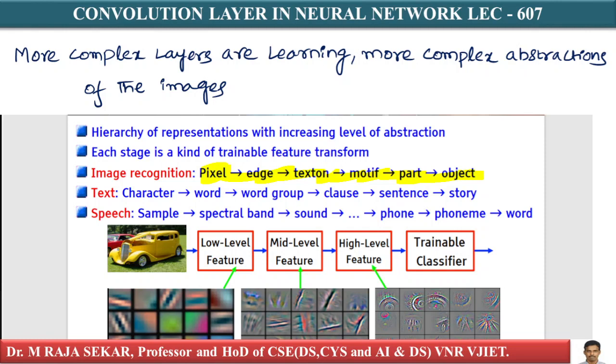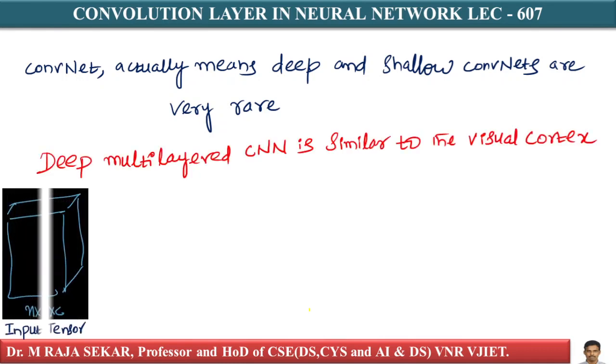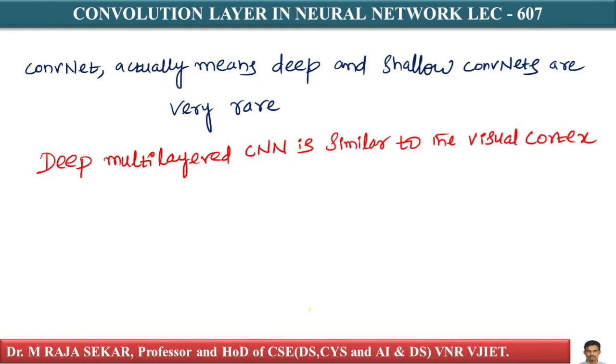Whenever we say convnets, it actually means deep. Shallow convnets are very rare nowadays. If you can train a deep multi-layered convolutional neural network, it behaves very similarly in its output to the visual cortex. How is the visual cortex working? V1, V2, it works in a hierarchical manner. Just try to recall, we recorded a lecture on the visual cortex.